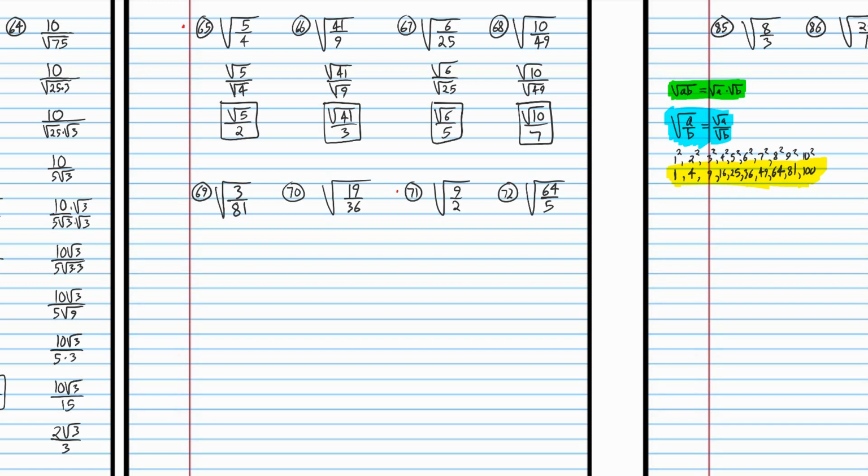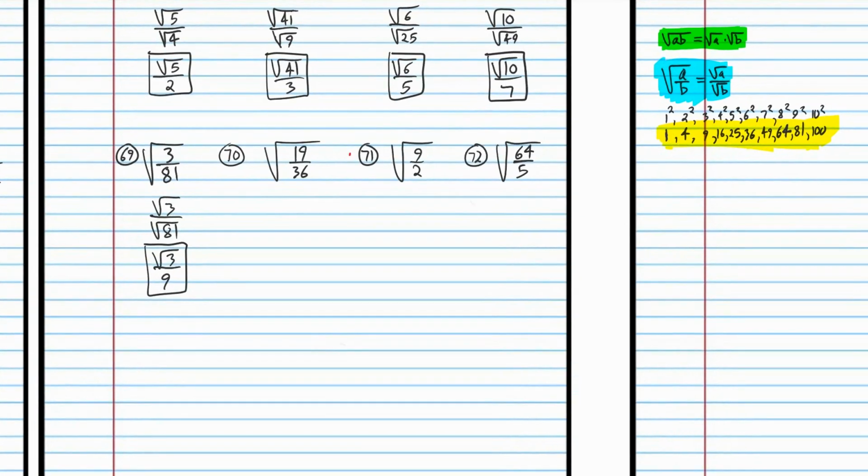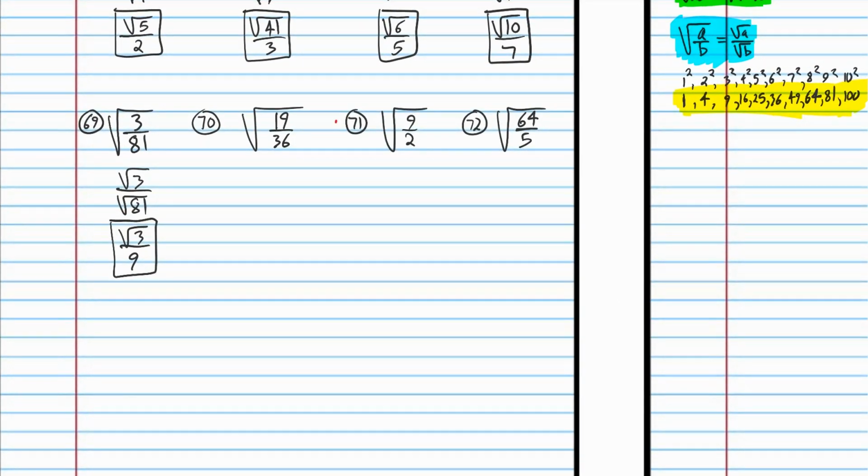All right, we're back. Using the blue formula, we get root 3 over 9. So if you got root 3 over 9, good job. Try number 70. When you come back, we'll do it together. All right, we're back. So we got root 19 over 6.